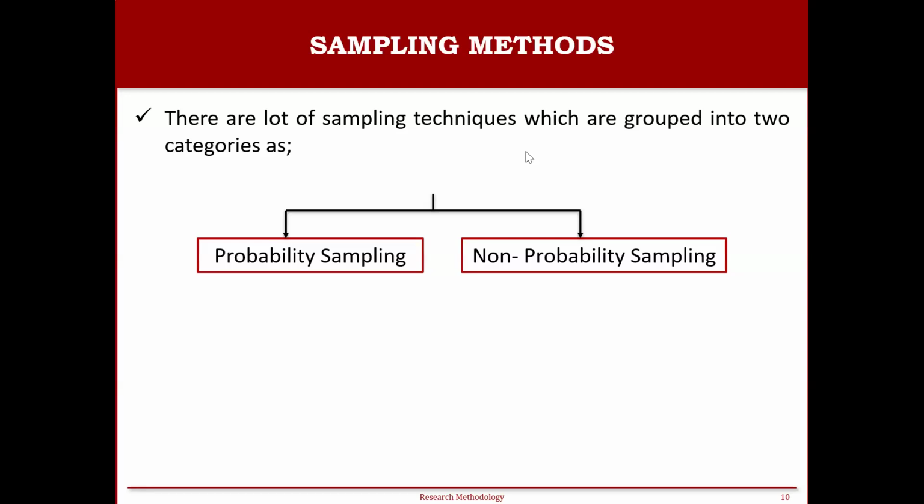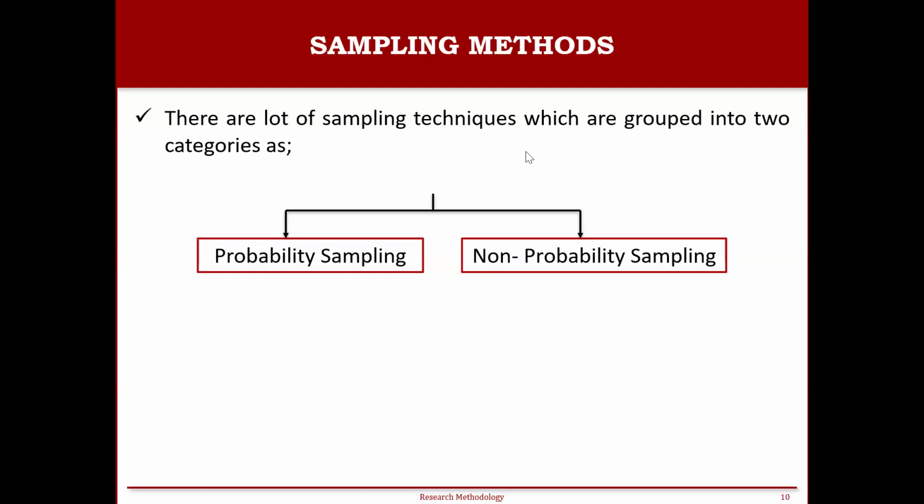In probability sampling, every individual in the population has a known and equal chance of being selected. That is what we assume when it comes to probability sampling. It is a probability, so there is an equal chance of being selected when it comes to probability sampling.